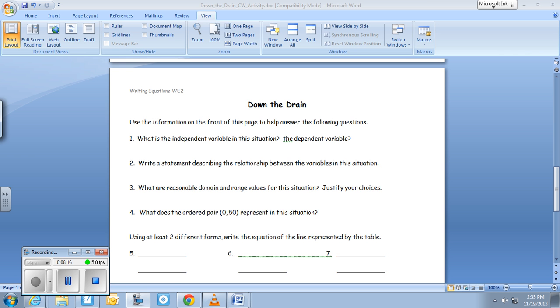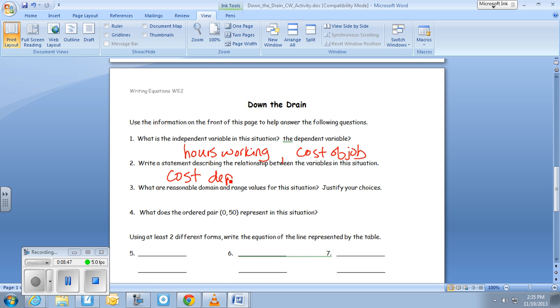Okay, so we're going to use the information from the previous page to answer these questions. So the independent variable in this situation is the hours that they're working. The dependent variable is the cost of the job, which depends on how many hours. Number 2, a statement describing the relationship between the variables is just a dependence or a dependency statement. So cost depends on hours worked.